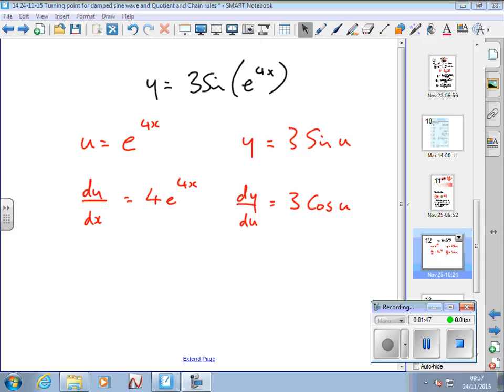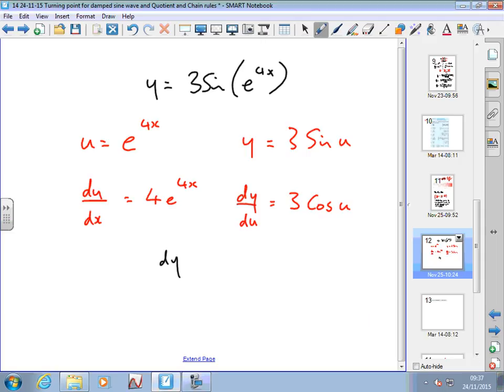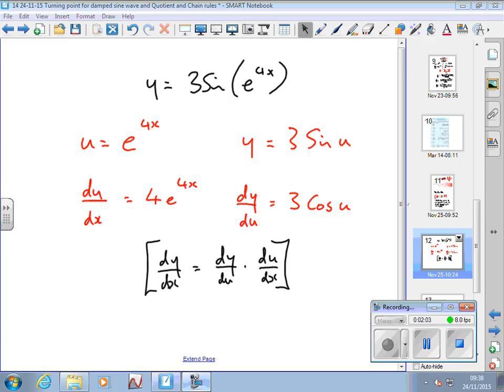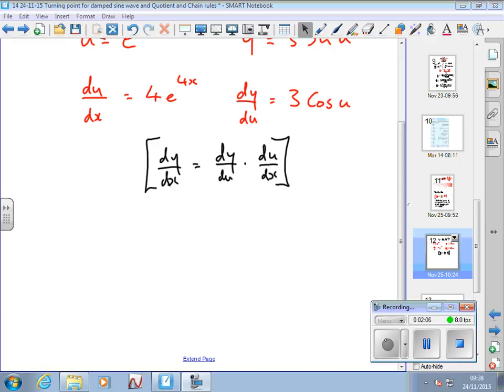We write down the chain rule. dy by dx, according to the chain rule, is dy by du times du by dx. So now apply it. This is actually quite easy to do, the differential that we're after, dy by dx.